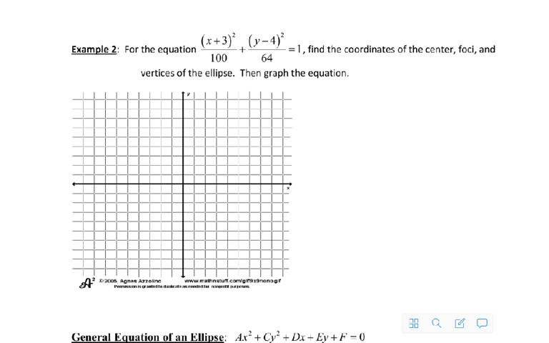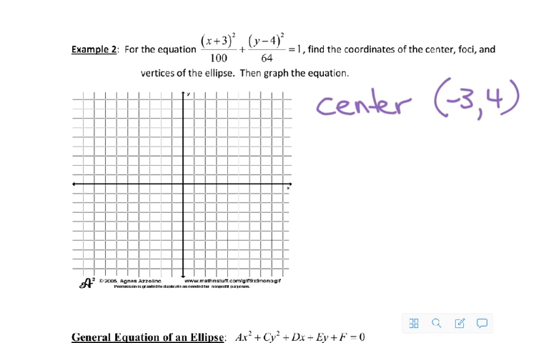In number 2, we're going to graph this ellipse, and we're going to find the important information about it. So (x plus 3) squared over 100 plus (y minus 4) squared over 64 is equal to 1. First thing I got to figure out is where the center is. Remember I said to set these equal to 0 and then solve for x, and that'll tell you the x-coordinate of the center. Set this parentheses equal to 0, and solve for y, and that'll tell you the y-coordinate of the center. So the center is at (-3, 4).